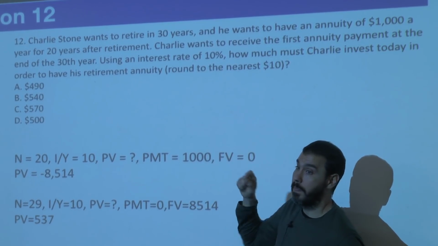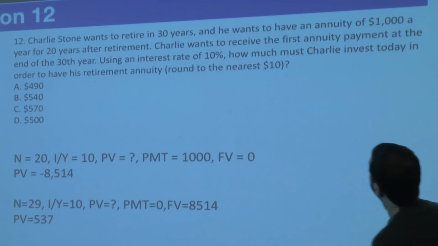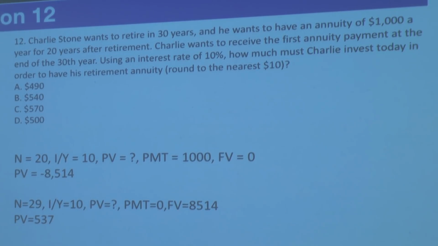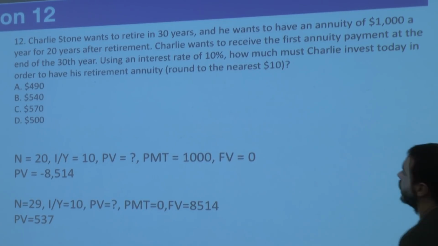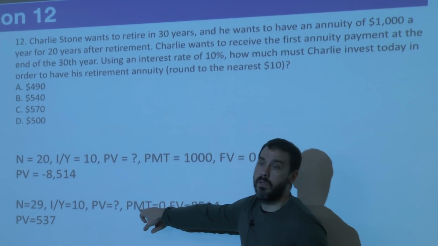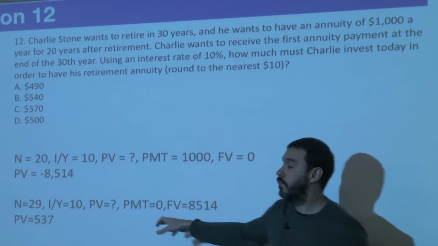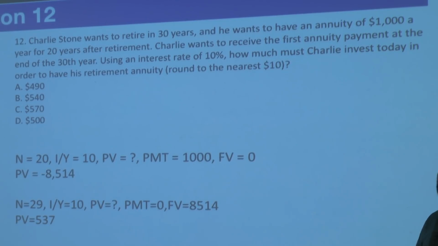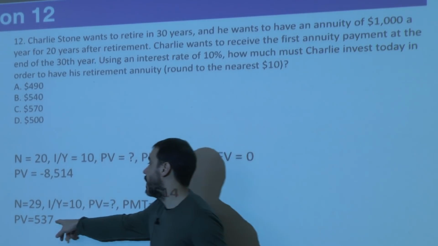This isn't beginning year break. No. Because here we are not having any payment at all. This is just 29 years of interest being accumulated on whatever amount we put down now.